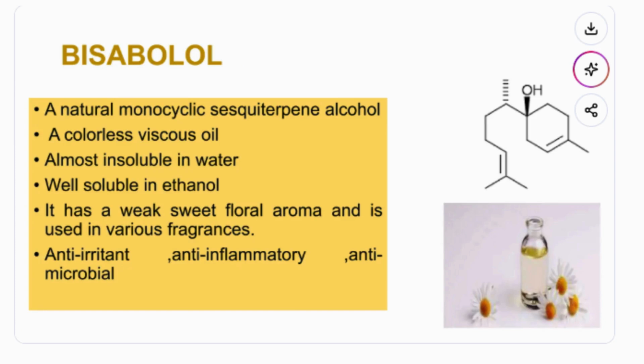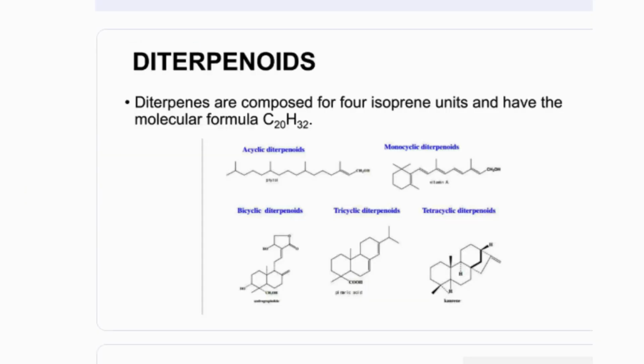Another example of terpenoids is bisabolol, a natural monocyclic terpenoid alcohol, a colorless viscous oil almost insoluble in water and well soluble in ethanol. It has a weak sweet floral aroma and is used in various fragrances, and has anti-irritant, anti-inflammatory and antimicrobial activity.